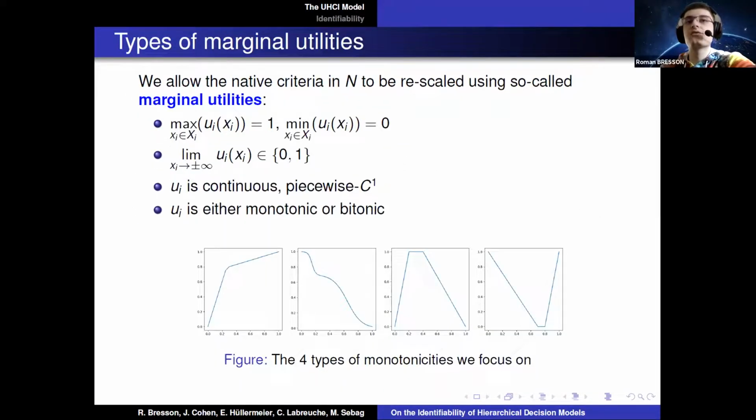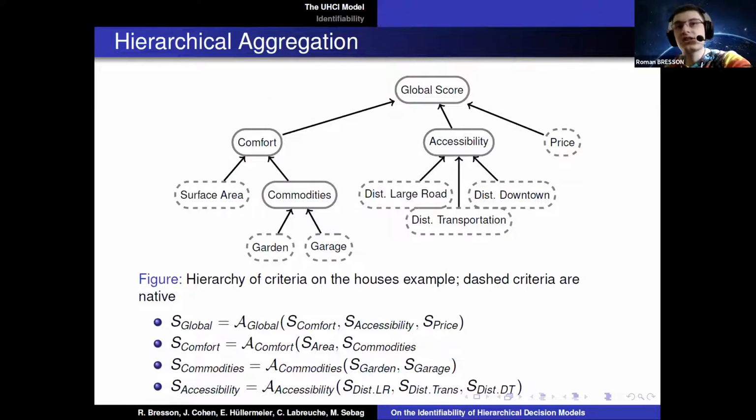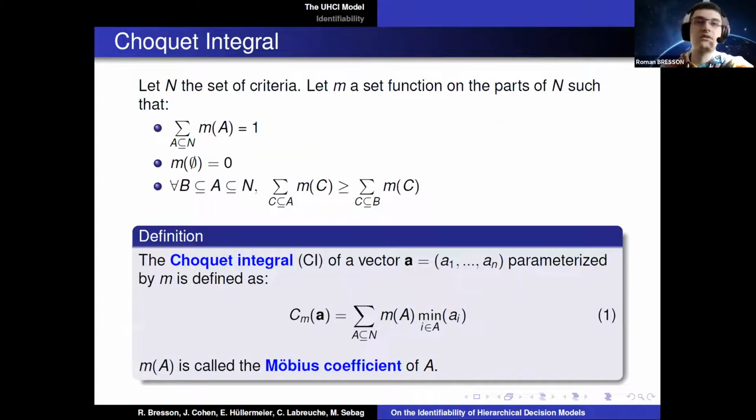As I said, we aggregate successively, and so we need aggregators at each of the non-leaf nodes, so commodity, comfort, accessibility, and global score. The aggregator that we use is called the Choquet integral. It's a model that's been gathering momentum in the machine learning community. It's basically a weighted sum, or a convex sum, of the minima of all values. The minima provide the nonlinearity, which allows more expressivity.